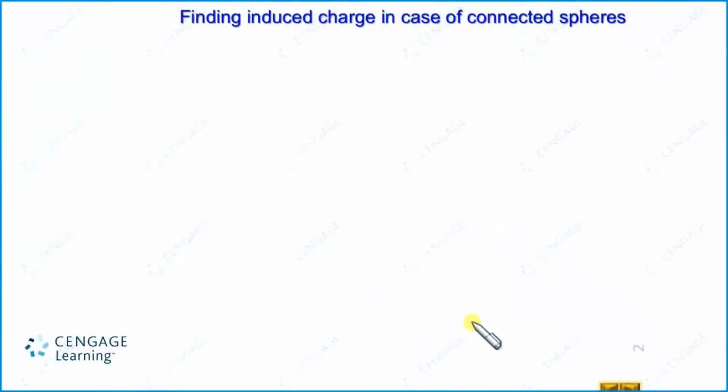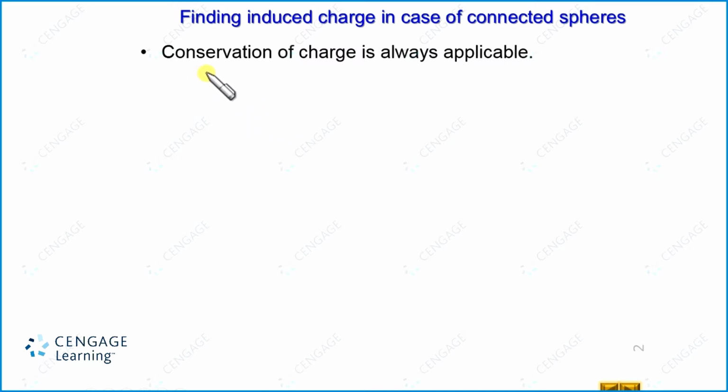Number one point is conservation of charge is always valid. That means the charge of an isolated system is always conserved. That is, conservation of charge is always applicable.